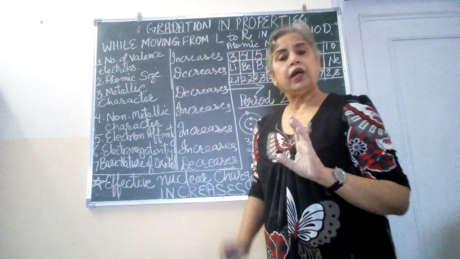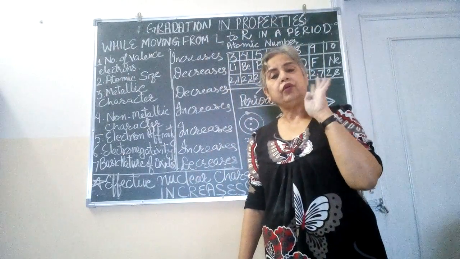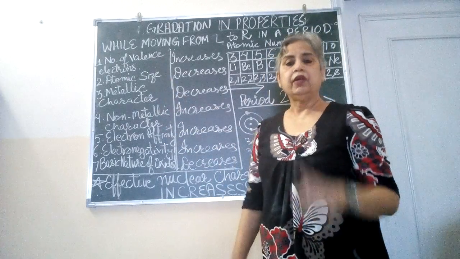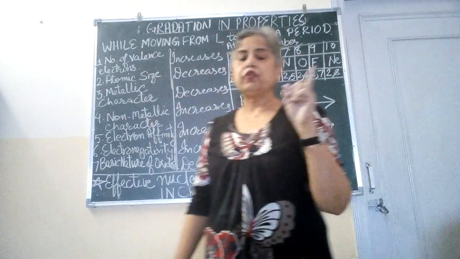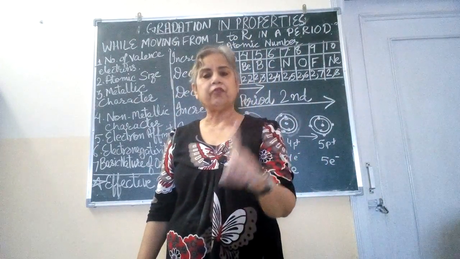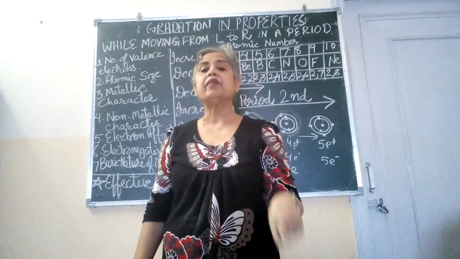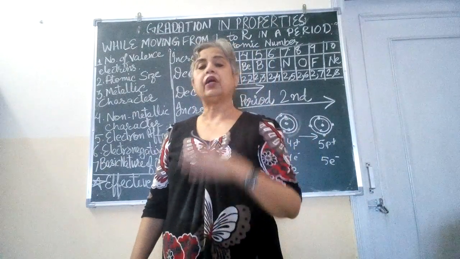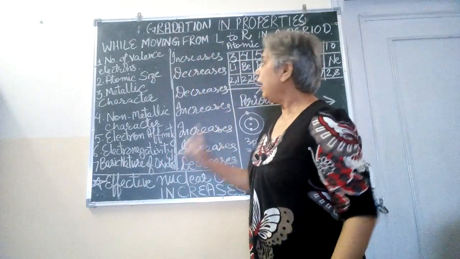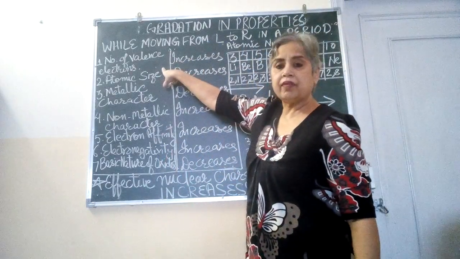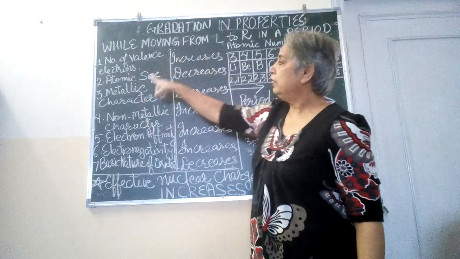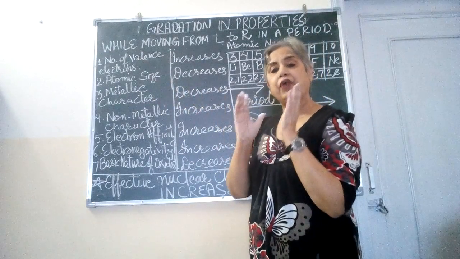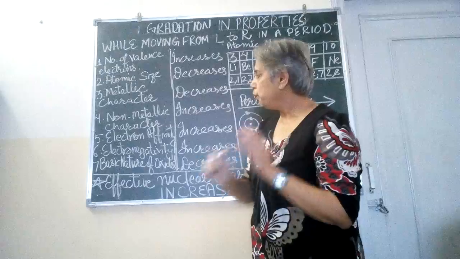So now you have to keep only four lines in your mind and you can answer any of these questions. First line, moving left to right, nuclear charge increases by 1 because atomic number increases by 1. No new shells are added, so effective nuclear charge is also increasing. Hence, the number of valence electrons increases. Atomic size decreases due to the increase in effective nuclear charge and nuclear pull.